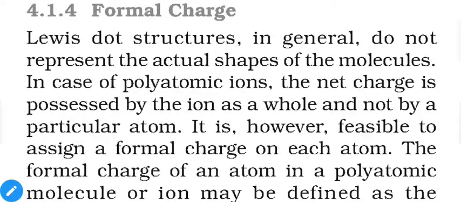In the case of polyatomic ions, the net charge is possessed by the ion as a whole and not by a particular atom. It is, however, feasible to assign a formal charge on each atom. If you have ions like CO3 2 minus or NO2 minus, the negative charges or even positive charges are not particularly present on a single atom, but spread out over the whole ion. But still we can assign charges to each atom individually. Okay, so we are going to find the charges of each atom present in a molecule or ion.